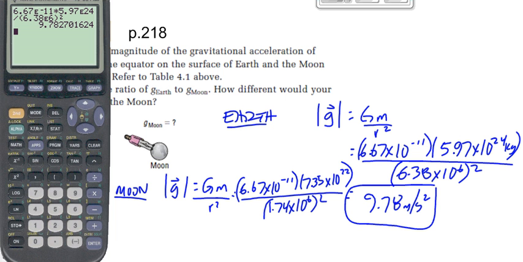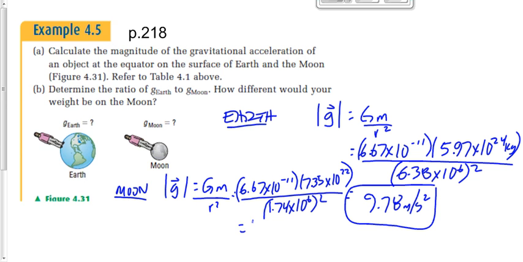So let's do that one. 6.67 times 10 to the minus 11 times 7.35 times 10 to the 22, divided by bracket 1.74 times 10 to the 6 bracket squared. 1.62 meters per second squared, or newtons per kilogram.